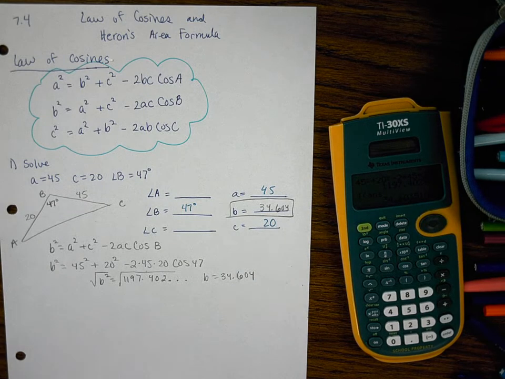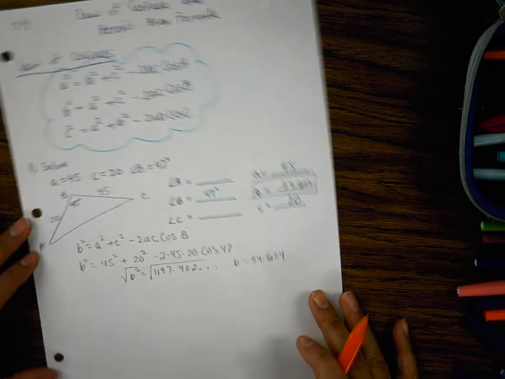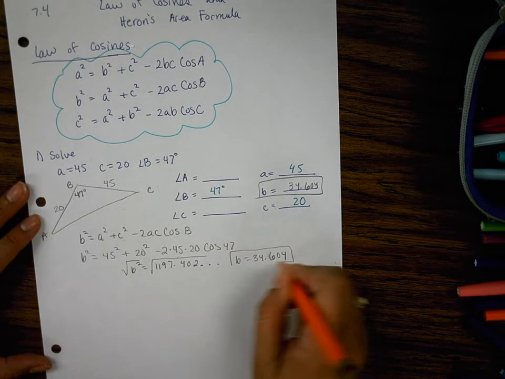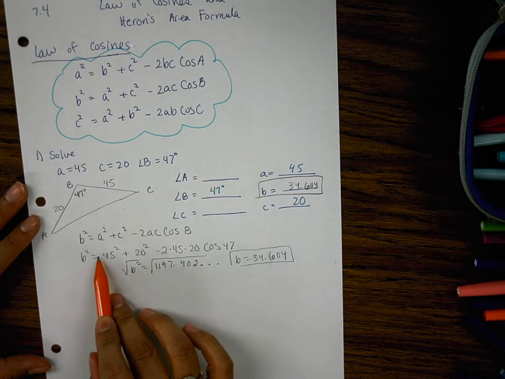34.604. All right, now we're ready to find angle A. We could find angle B first, it doesn't matter. I'm just going to find A because it comes first in the alphabet. So we just found side B.